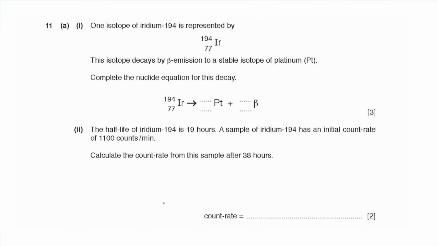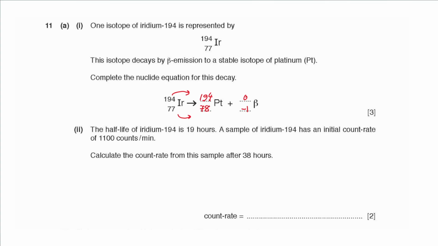Question 11a(i) says one isotope of iridium 194 is represented by Ir 194 and 77. This isotope decays by beta emission to a stable isotope of platinum. Complete the nuclide equation for this decay. First, we must memorize the numbers for beta, which are 0 and -1. And we memorize that for beta decay, the nucleon number does not change, so it is still 194. And the proton number increases by 1. It will be 78. So that 78 minus 1 is equal to the 77 on the left-hand side of the arrow.